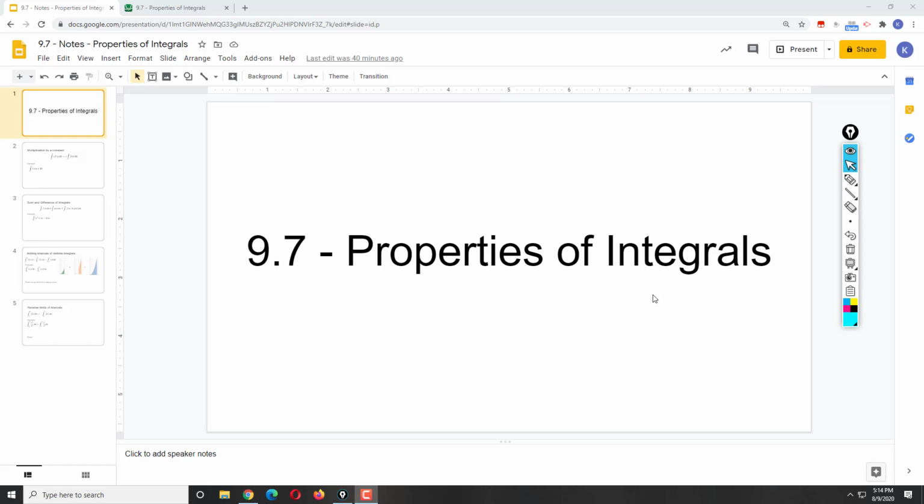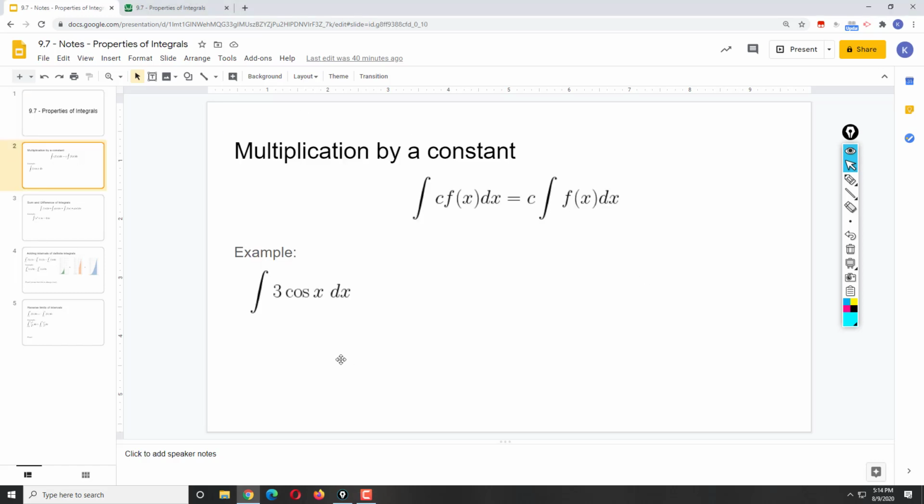9.7 Properties of integrals. The first property is multiplication by a constant. If you have an integral of a function multiplied by a constant, you can take that constant out. That's equal to the constant times the integral of the function. In other words, the integral of c f of x dx, where c is a constant, is equal to c times the integral of f of x dx.